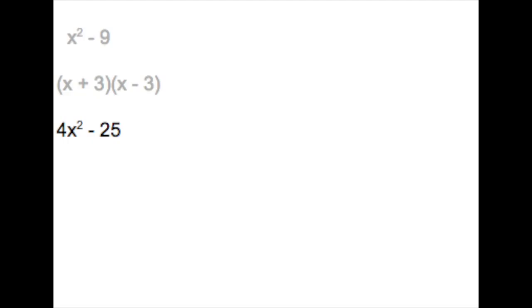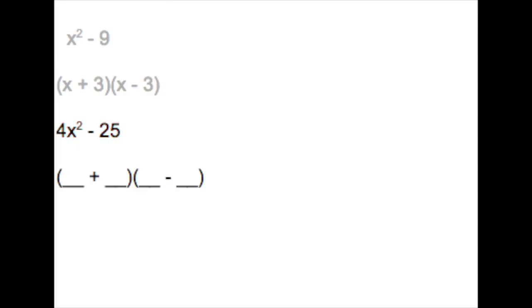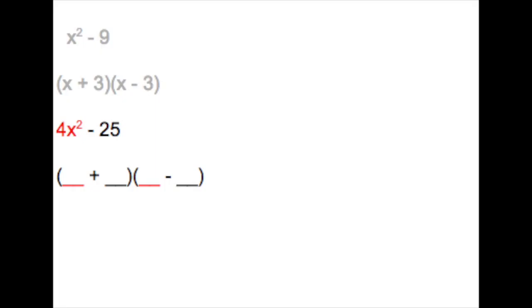Let's try another example, 4x squared minus 25. First, we determine that there is not a greatest common factor. Next, we can determine that this polynomial is a difference of squares, because it's the difference, subtraction, of two squares, 4x squared and 25. We know when factored, our difference of squares will look like this, with our first terms being the square root of 4x squared, which is 2x, because 2x times 2x is 4x squared.